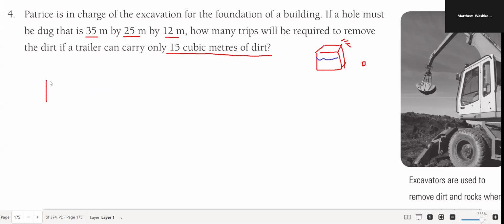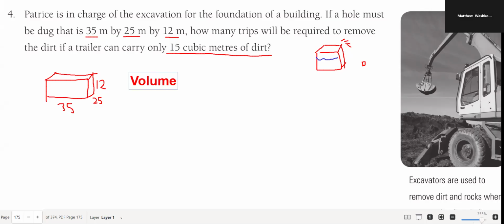So let's start out here. Again, I'm going to draw the diagram. You don't have to, but it's a really good habit to get into. A lot of people are really visual learners. So it's 35 by 25 by 12. It doesn't specify which is length, width, or height, so we can just put them wherever. Right, so let's start figuring out here. Well, we have to figure out the volume.